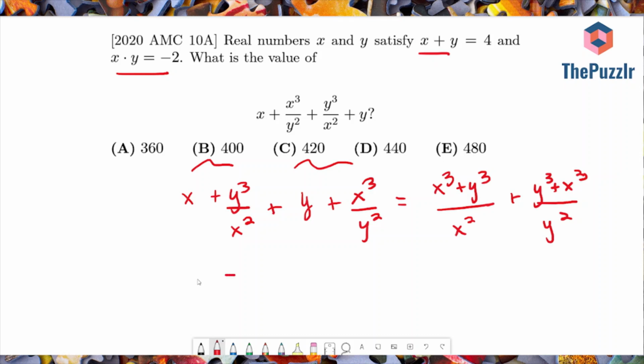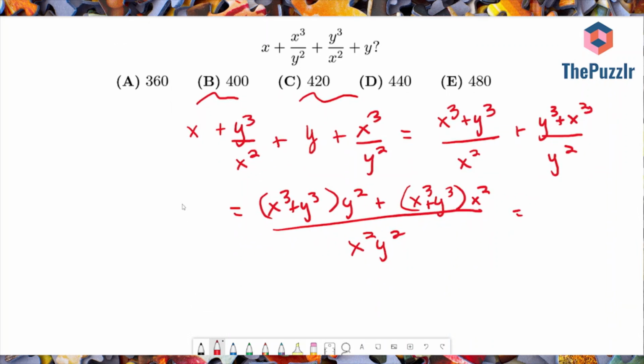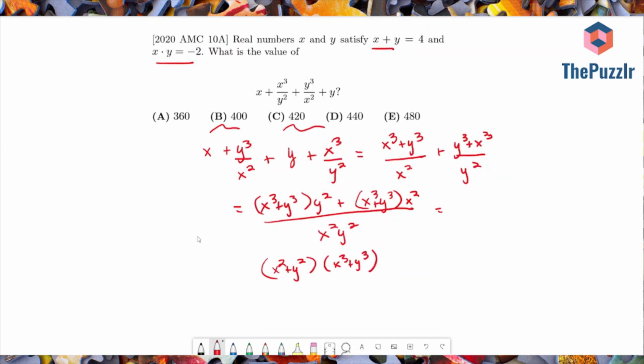What if we make it into one term? If we make it into one term, we'd multiply (x cubed plus y cubed) times y squared plus (x cubed plus y cubed) times x squared, over x squared y squared. Okay, so we're sort of getting somewhere. We have (x squared plus y squared) times (x cubed plus y cubed) over x squared times y squared. But x squared times y squared is just (xy) squared, and we know that xy equals negative 2, so the bottom is negative 2 squared, or 4.